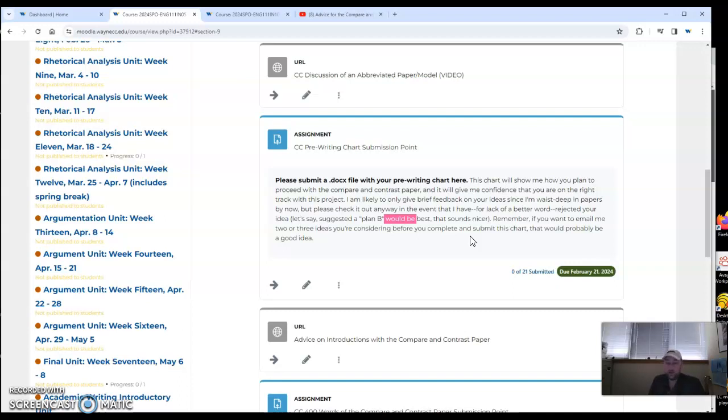If you do the pre-writing chart for each idea you're considering for this compare and contrast paper, you might find, oh, well, this one is clearly more focused and I have so much more to say, so I'm going with this one. I don't need you, Mr. Tuck, but maybe you do want my input, and if you do, that's fine. Feel free to email me.